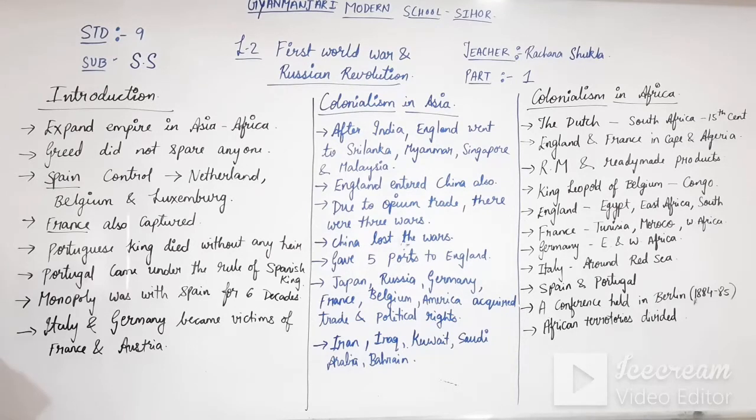Who took control over Portugal after the death of its king? Who captured Italy and Germany? In Asia, which countries were captured by England?